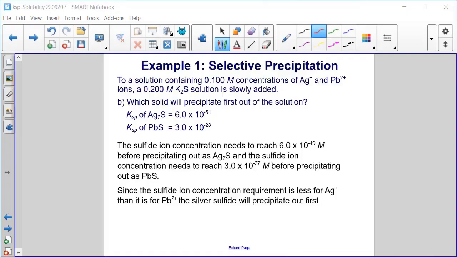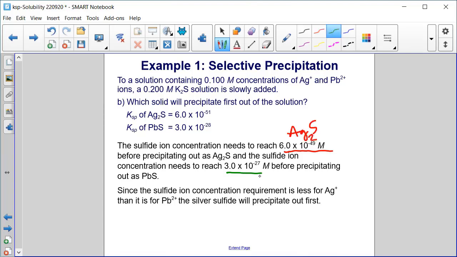All right, so for the precipitation of silver sulfide, we found that the sulfide ion concentration needs to be 6.0 times 10 to the minus 49 molar, and for the lead sulfide, the sulfide ion concentration needs to be 3.0 times 10 to the minus 27 molar. So this is for the silver sulfide.